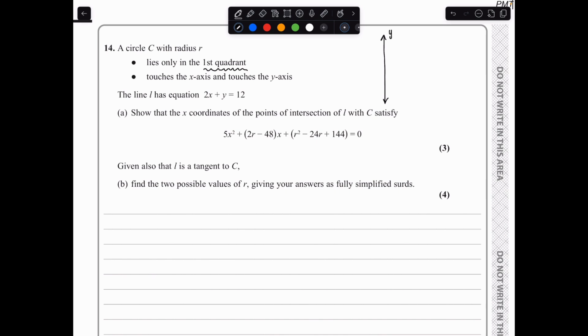If we have our y-axis and our x-axis, we first need to understand what is meant by the first quadrant. The first quadrant is where our x and our y value are positive. Our second quadrant is when our x value is negative, but our y value is positive. And then we have our third and fourth quadrant as well. Now, since our circle lies only in the first quadrant, we only need to have a look at this yellow area here. So we can almost ignore the second, third, and fourth quadrant for this question.